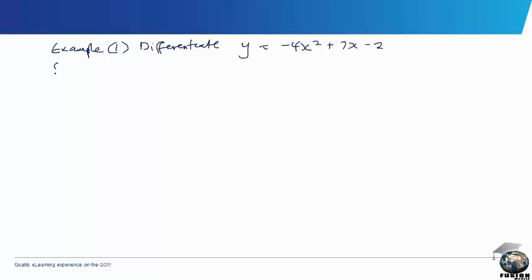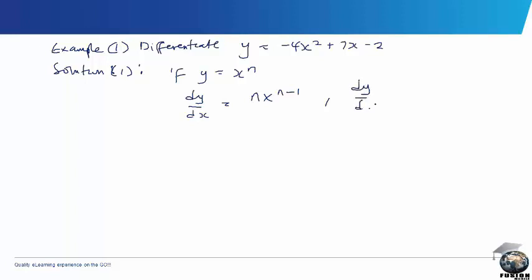Now, solution. Okay, solution 1 has it that, knowing that if y is equal to x raised to power n, then dy/dx is equal to n x raised to power n minus 1. Okay, so all we have to do, also you have to note that the derivative of a constant k is equal to 0.